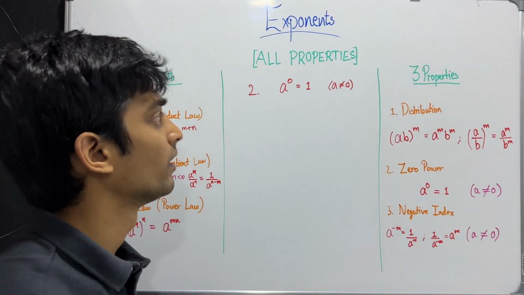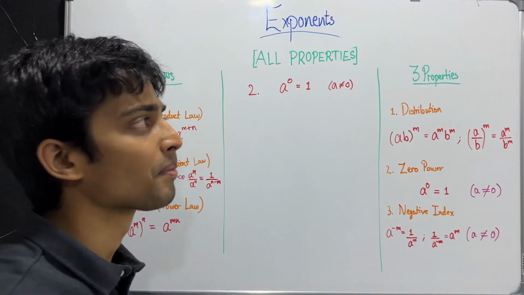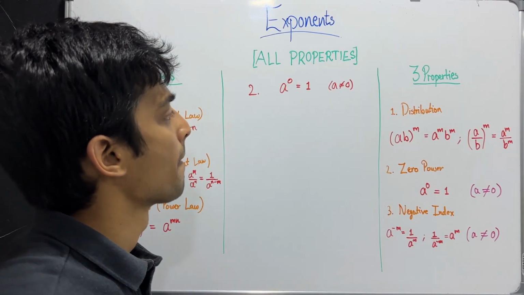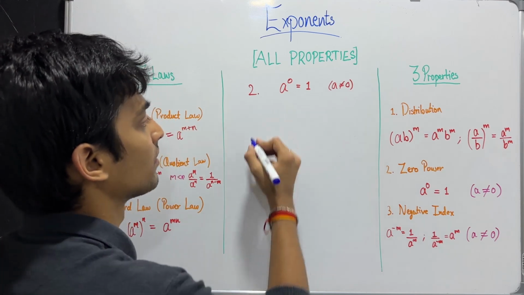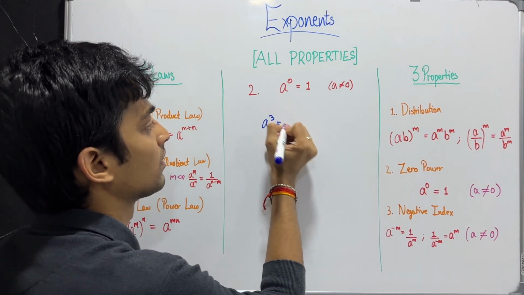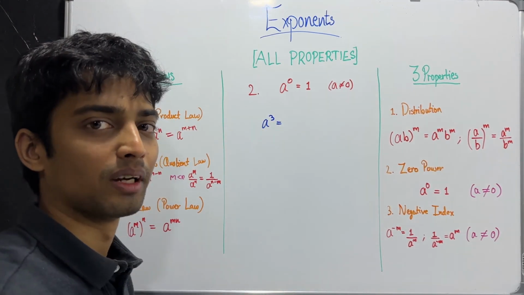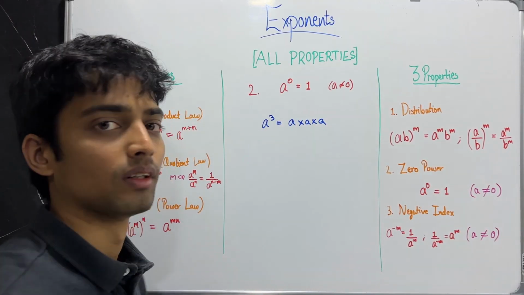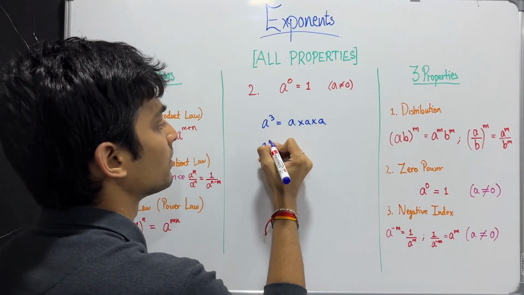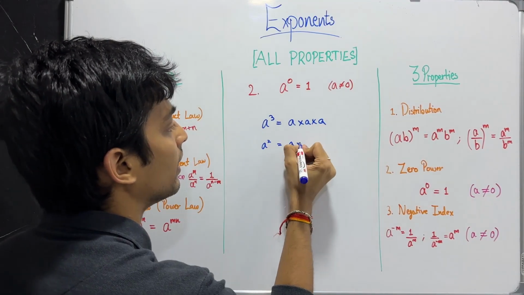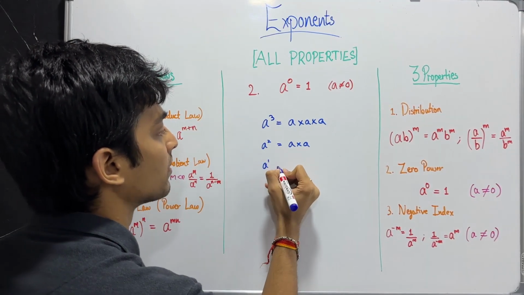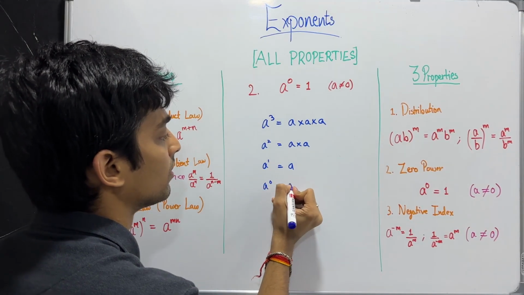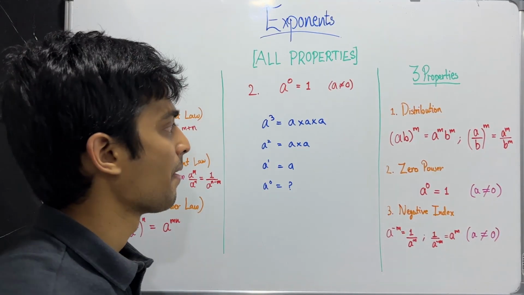Okay, second one, a raised to 0 is 1. How do we prove this? Let's see. Okay, answer me this. A raised to 3 is how much? A getting multiplied by itself 3 times. A into A into A. Right? Now A raised to 2 is A into A. A raised to 1 is only A. Now A raised to 0 is question mark.